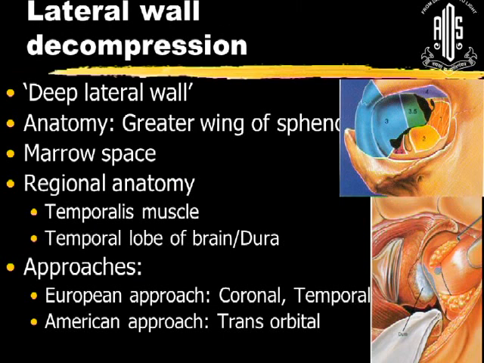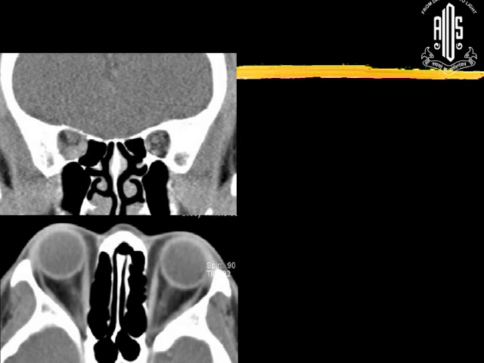Here are examples of a deep lateral wall, a thick bony cavity, where you literally have to go up to the temporal lobe of the brain. You want to see dura, but obviously you don't want to reach dura and cause a serious leak, and that would be a good lateral wall decompression candidate patient as well.